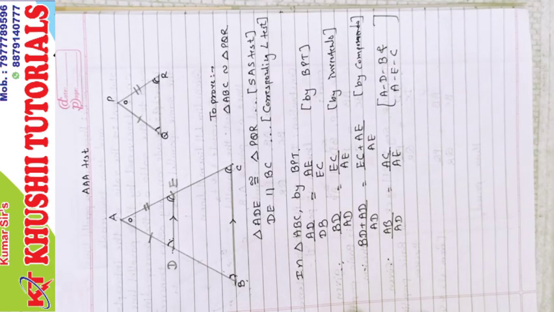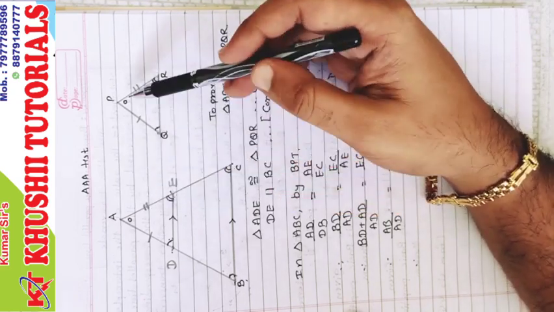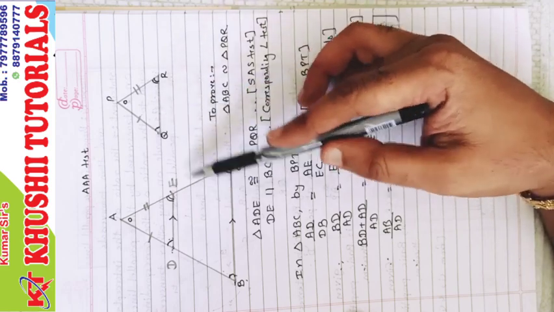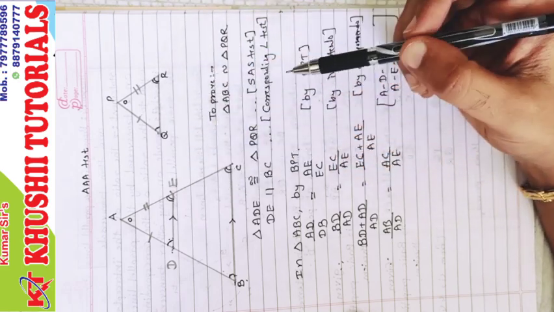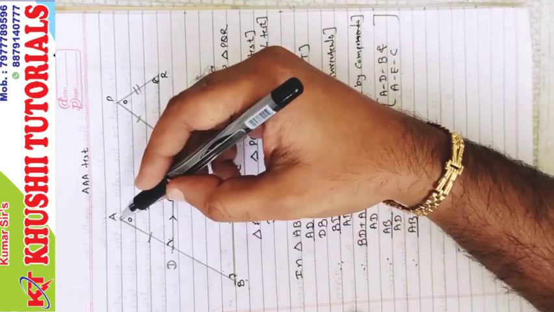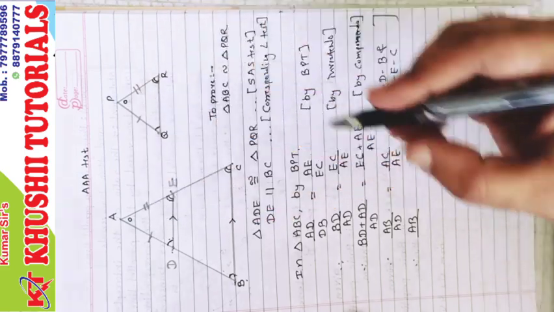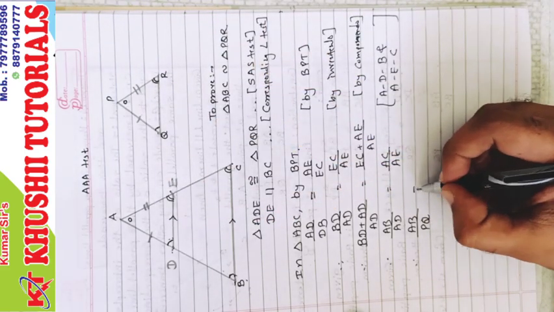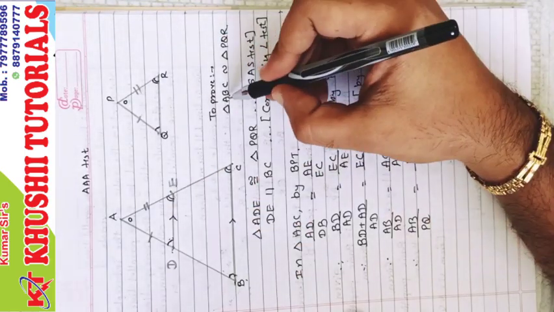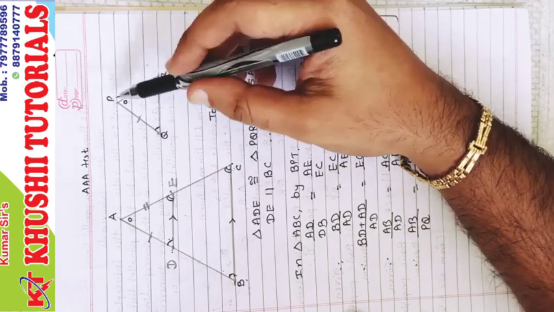Now what will we do? What we need to prove is that triangle ABC should be similar to PQR. So AB upon AD. Now you know AD is congruent to PQ, so instead of AD you can write PQ. AC will remain AC, and AC upon AE is equal to PR.